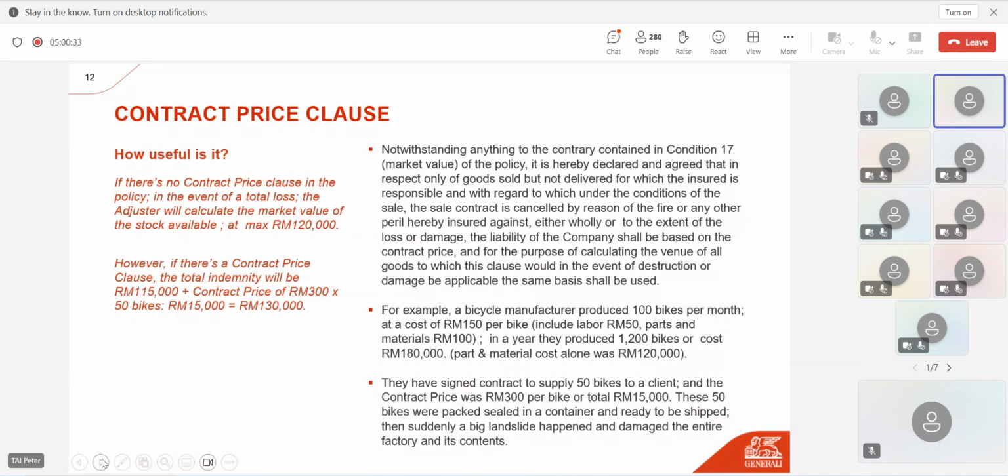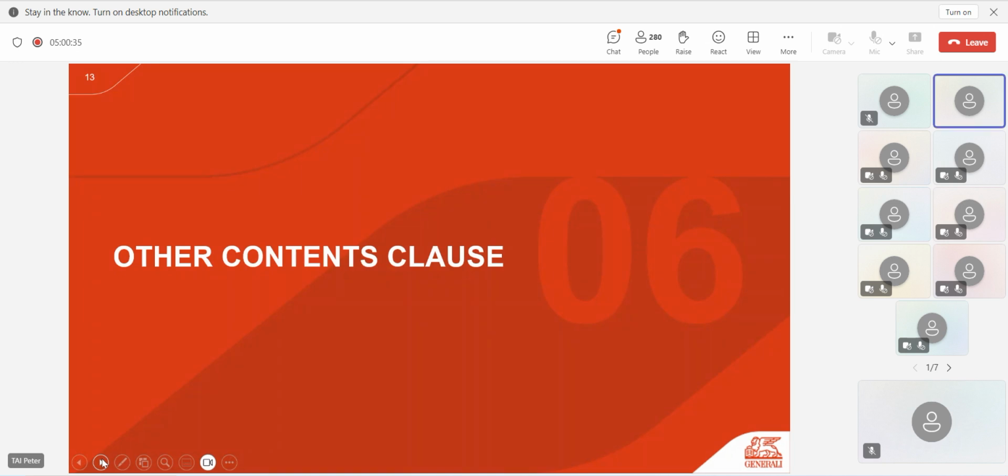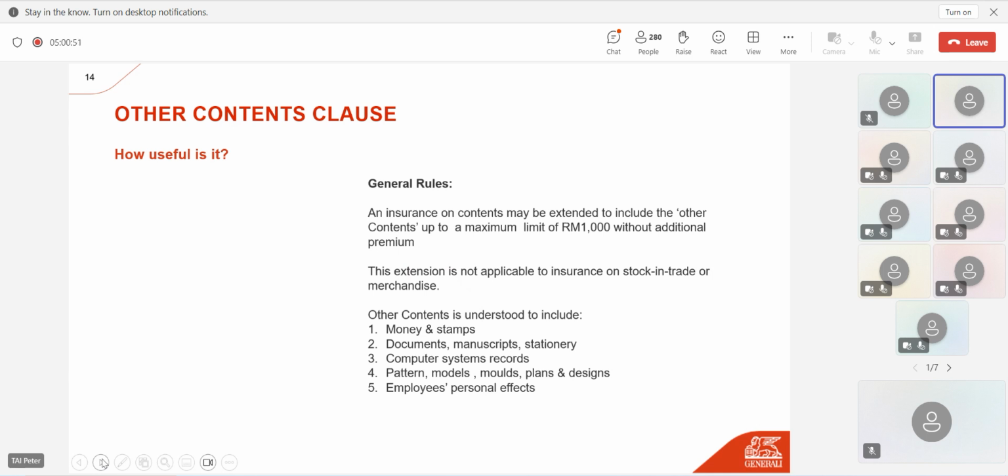All right. One more item which is very important, but every time I show this, a lot of people are not that thrilled because they say the compensation amount is not big enough. But at least it is better than nothing, right? Okay, other contents clause. I'm going to share with you how the other contents clause works.